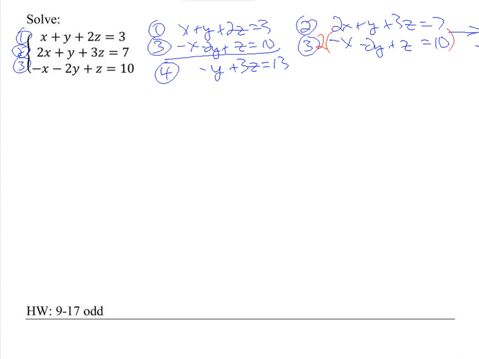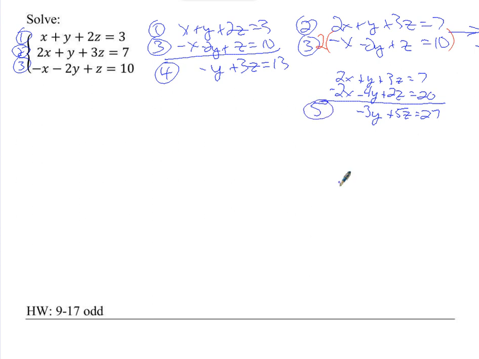So, like I said, I would rewrite this to the right, but I don't have room. So I'm going to go below the 2x plus y plus 3z equals 7. And then my new equation 3 will be negative 2x minus 4y plus 2z equals 20. I can draw my line because I have opposites in x and add, and I get negative 3y plus 5z equals 27. Now what? That is number 5.